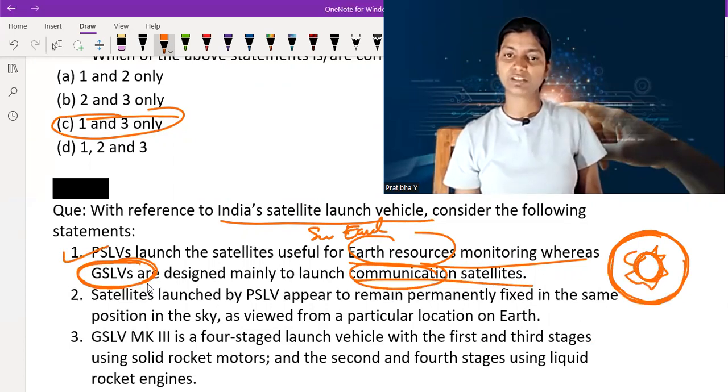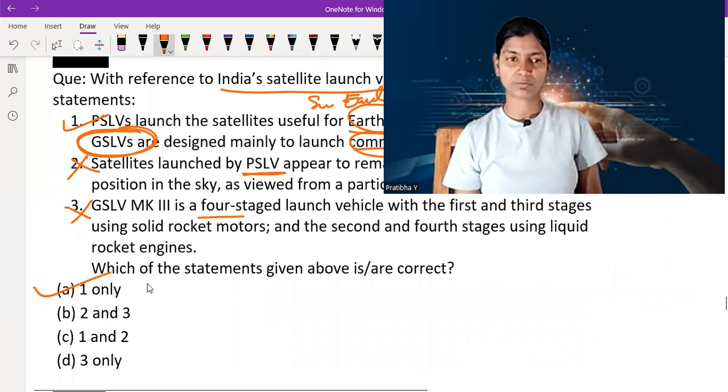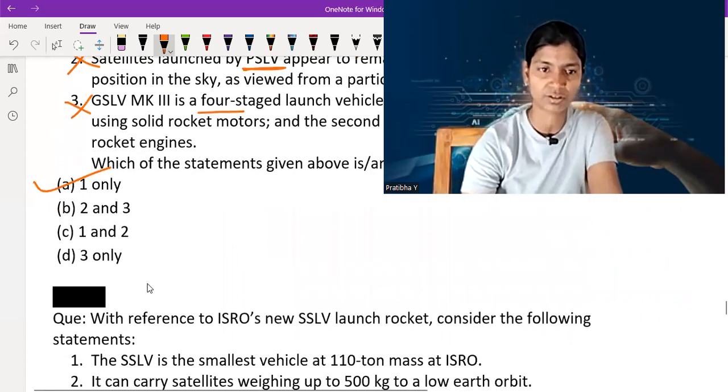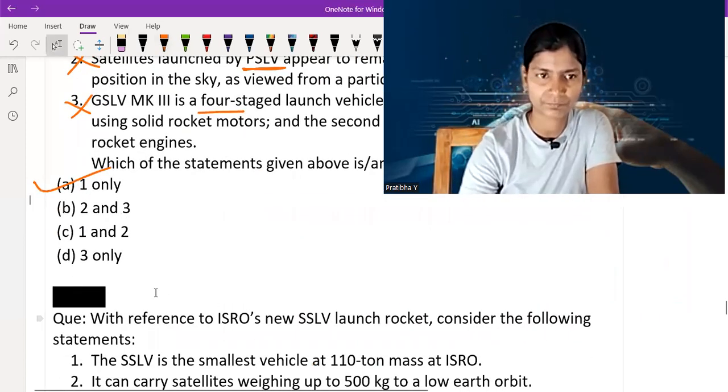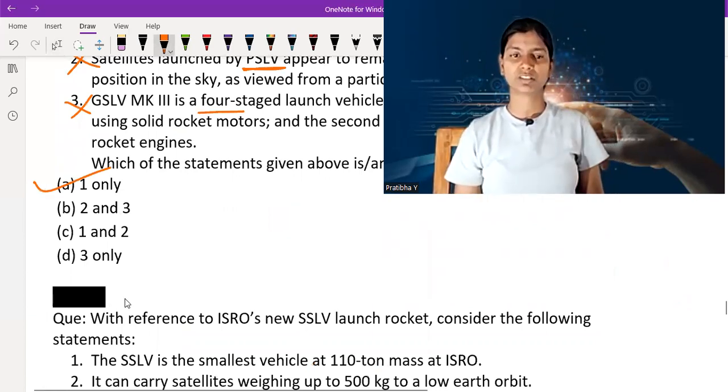Satellites launched by PSLV appear to remain permanently in the same position in the sky as viewed from Earth. No, this is a feature of GSLV, not PSLV. GSLV Mk III is 4-stage? No, it is 3-stage. This one is wrong. So which is correct? Only statement 1 is correct. That means option A is correct. Just check if we're on the right path or not. Option A is correct. That means we are on the right path. Now let's move on to the next question.